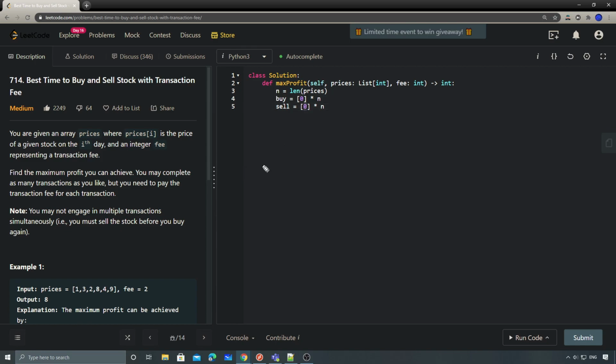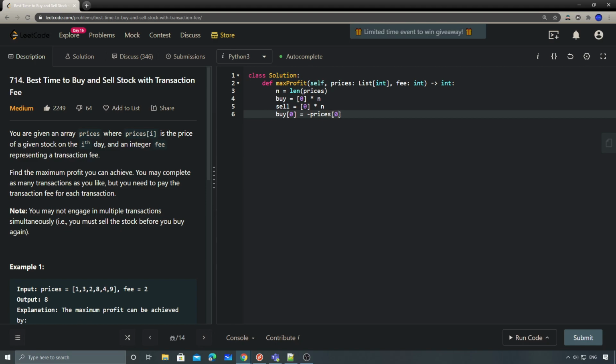Let's say if the price never goes up, for example the prices are 5 4 3 2 1, always going down. In this case, we'll never buy and sell. That's why the worst case scenario is 0. And then to start, since we need to use i minus 1, we have to initialize buy and sell for index 0.